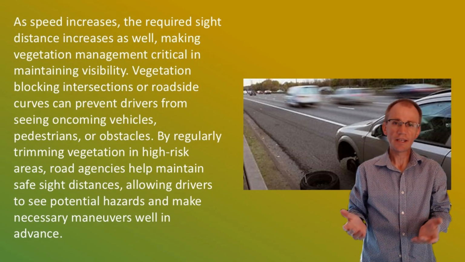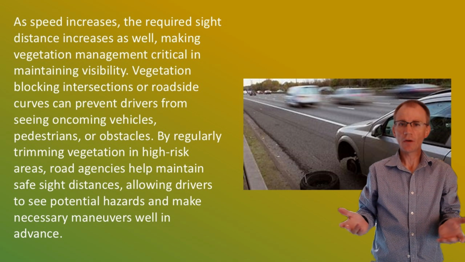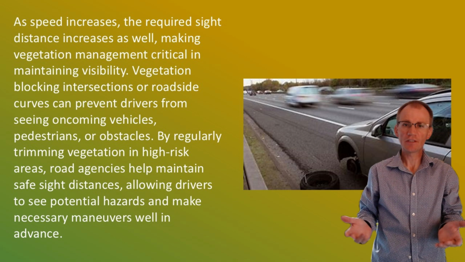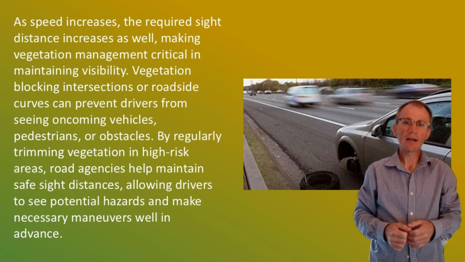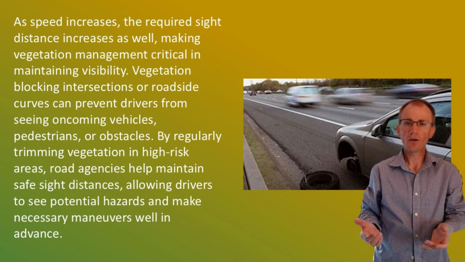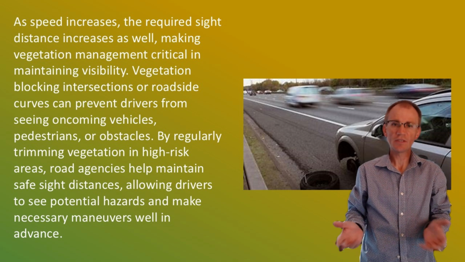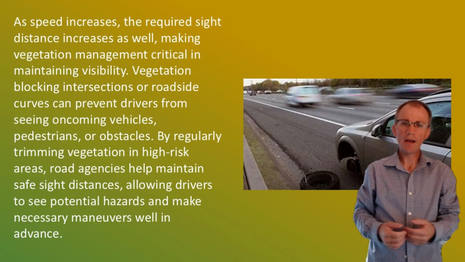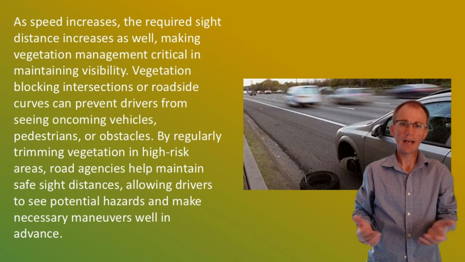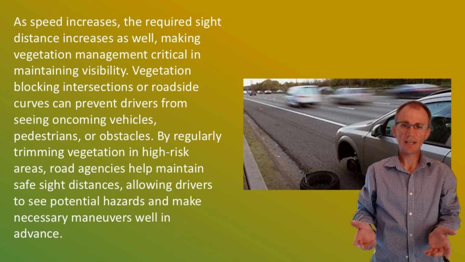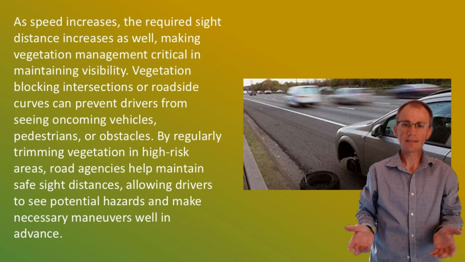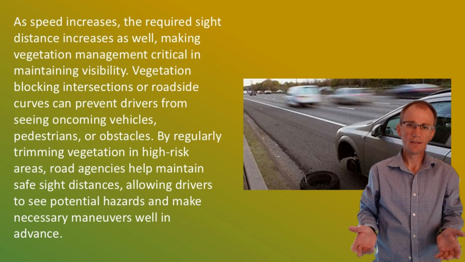As speed increases, the required sight distance increases as well, making vegetation management critical in maintaining visibility. Vegetation blocking intersections or roadside curves can prevent drivers from seeing oncoming vehicles, pedestrians, or obstacles. By regularly trimming vegetation in high-risk areas, road agencies help maintain safe sight distances, allowing drivers to see potential hazards and make necessary maneuvers well in advance.